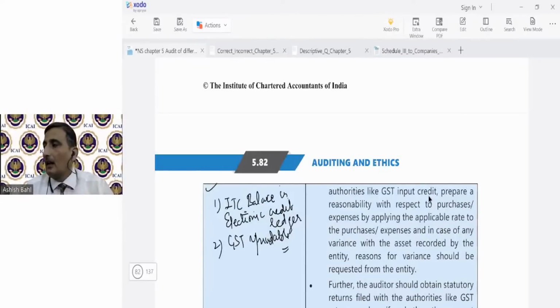So this is called an inverted duty structure, which you might have read in your GST law classes. So this is also refundable. When this is refundable, it is treated as other current assets, because it is expected to be realized within a period of 12 months.